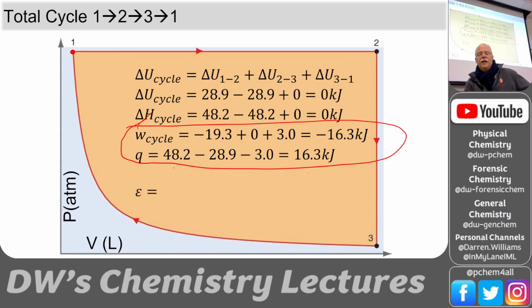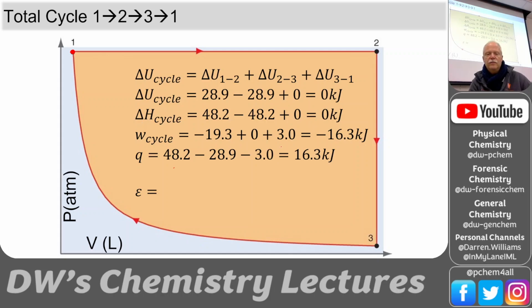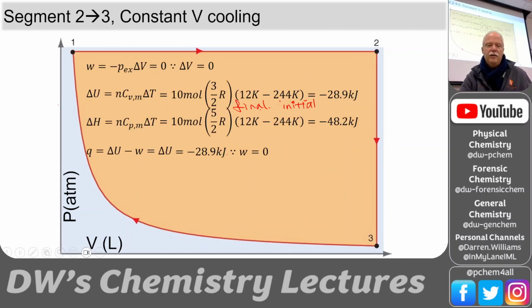Now, what's interesting is if you're not paying attention, or if you just look at the net values, it looks like we've taken 16 kilojoules in and produced 16 kilojoules of work. So it looks like it violates the second law of thermodynamics, right? This is a cycle, and it looks like it took in 16 kilojoules and turned those into work, but it didn't. It took in 48.